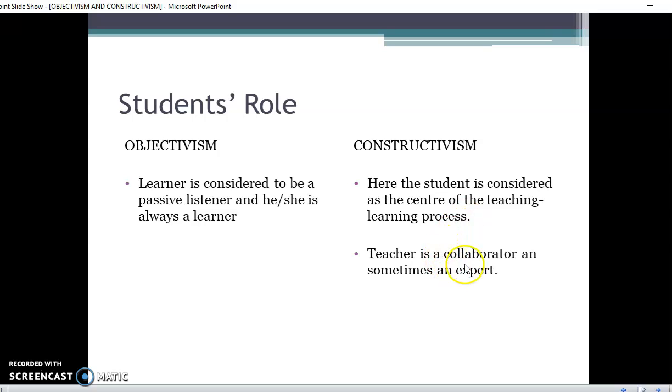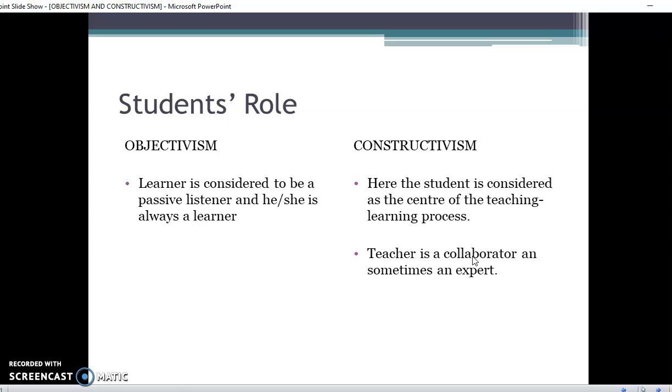And the teacher is a collaborator and sometimes an expert. Kindly read this at the end. So the teacher is a collaborator. Why collaborator? Because a teacher is working on a given concept which he or she has planned for the day in collaboration with the students, because students are given equal importance along with him or her to conduct the classroom.